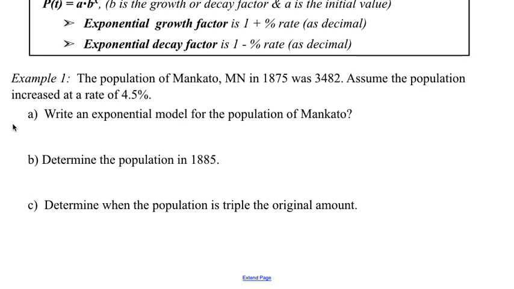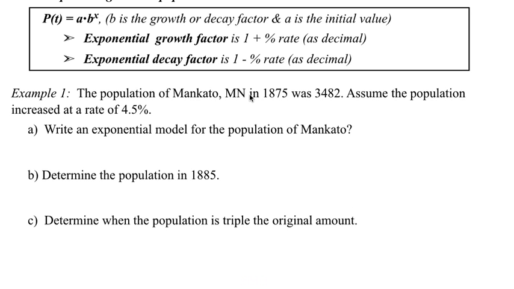So the first thing we want to do is to write an exponential model for the population of Mankato. Our initial value is 3,482. That is the a in our equation up here. And our growth factor, this b, is 1 plus the rate as a decimal, so that's going to be 1.045. So our function P of t is 3,482 times 1.045 to the x.